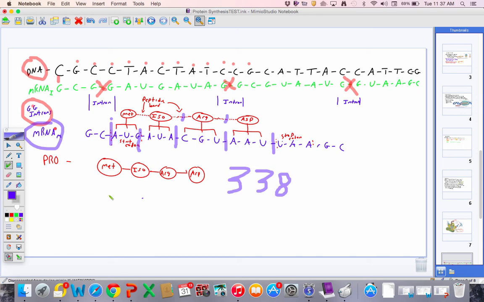The code, remember there's 20 amino acids in nature, but there's 64 different codes that we could have. And so those 64 different codes means that some amino acids, actually most amino acids, have more than one codon for itself. And that's what makes our genetic code redundant. And you can see that on page 338. The only one that doesn't have more than one is the start codon, the amino acid methionine. That's only AUG.